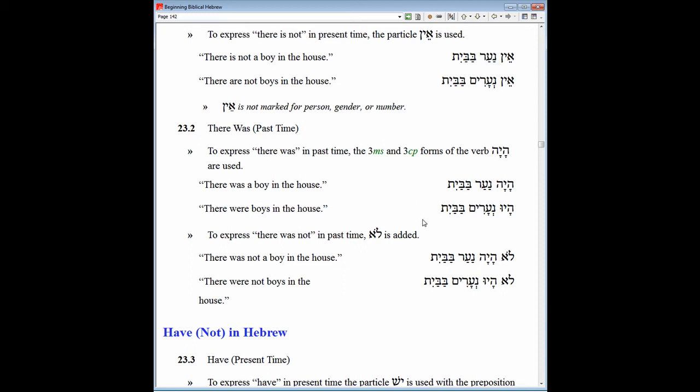Again, I have a whole separate video on summarizing all this to help you remember these things, because there are going to be different variations: existence, non-existence, negated or not negated. To negate this, there was not, instead of using ein for there is not, if we want to have that past time, we have to use there was not. And so here haya is going to be used with a negative. So lo haya. Terribly literally, not there was a boy in the house. Well, there was not a boy in the house, or there was no boy in the house, that kind of thing. And again, the plural form of haya changes.